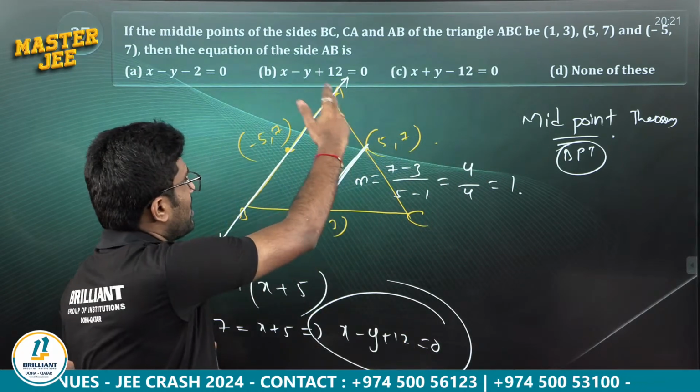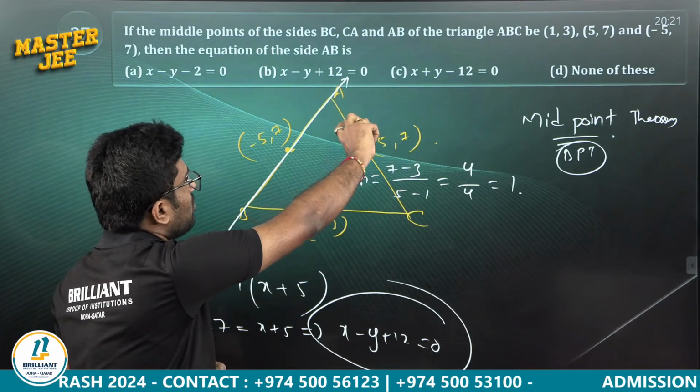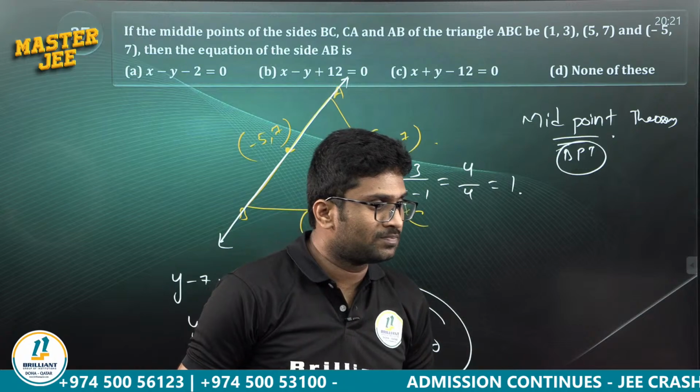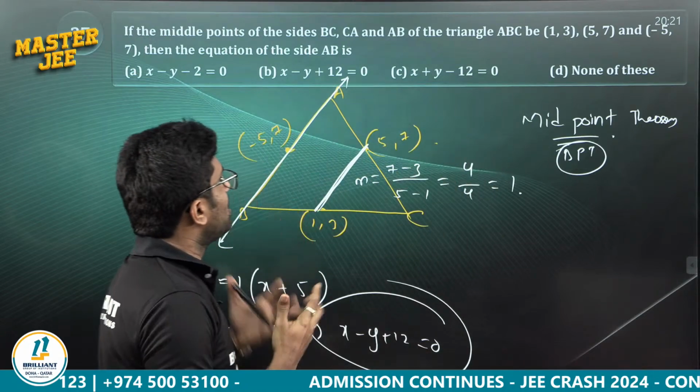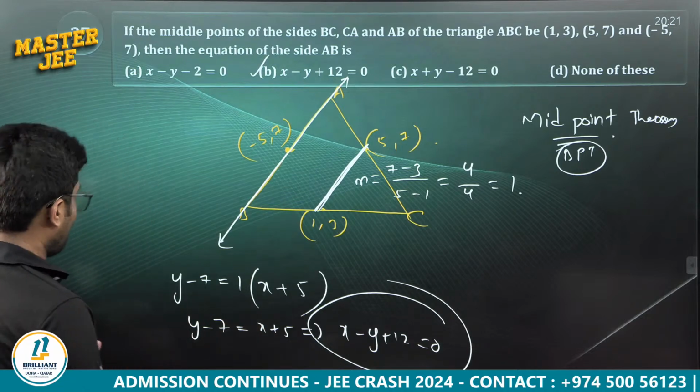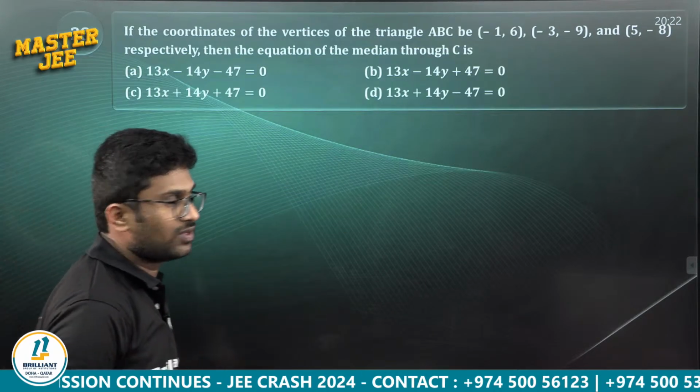That divides the other two sides in the same ratio. If these two sides are in the same ratio, 1:1, then it will be the midpoint only. Yes, friend. Yes, exactly. Even this particular question, option B is the correct answer. Going with the next question, guys.